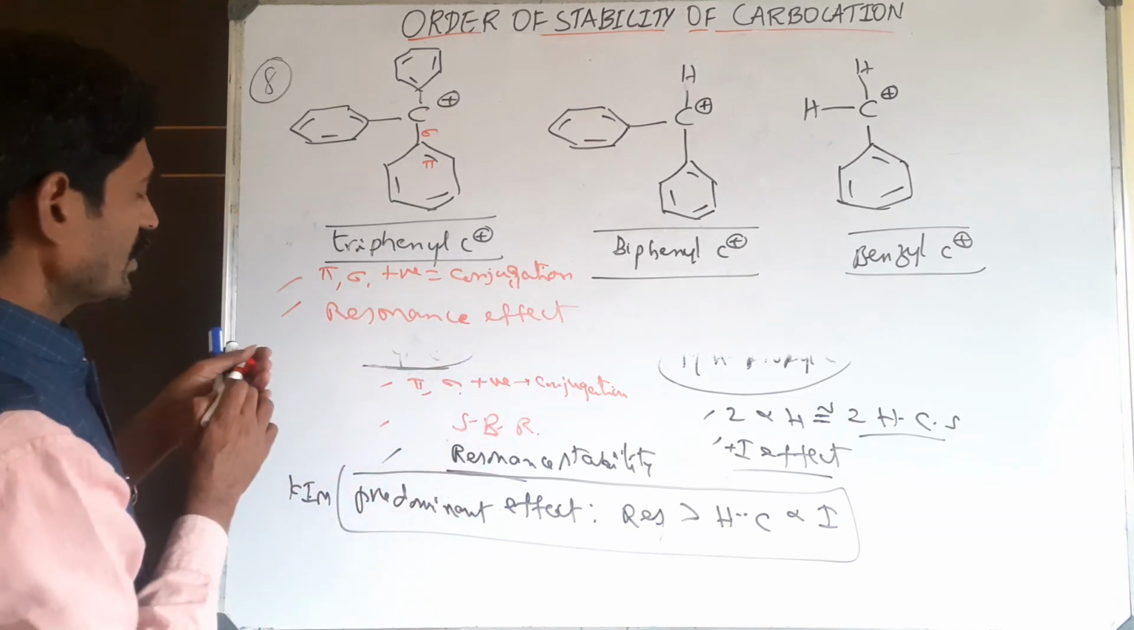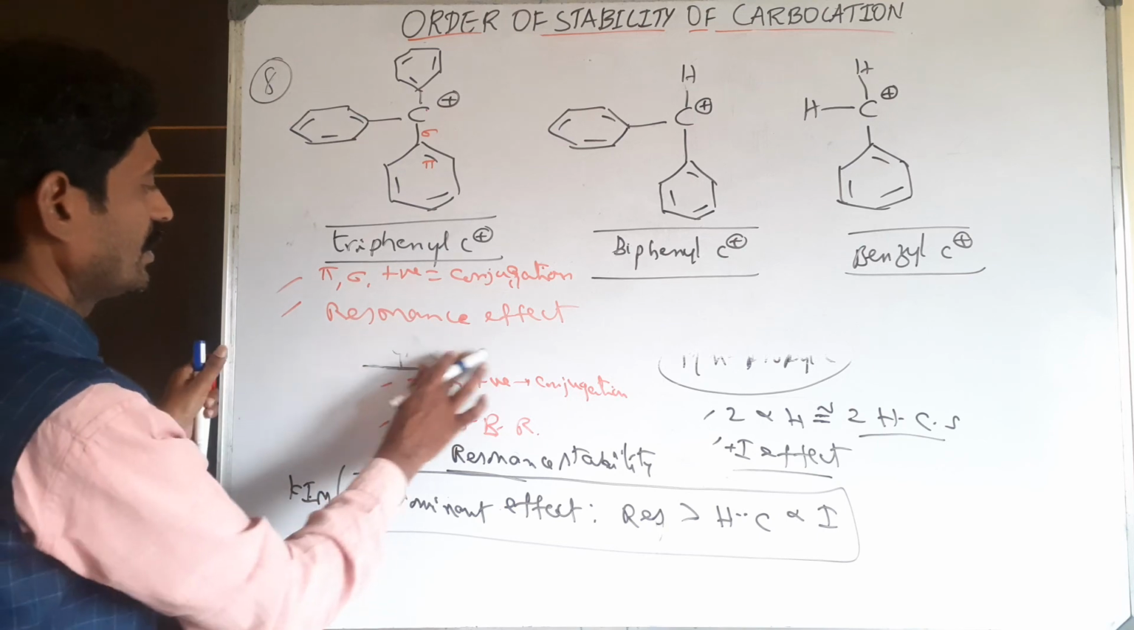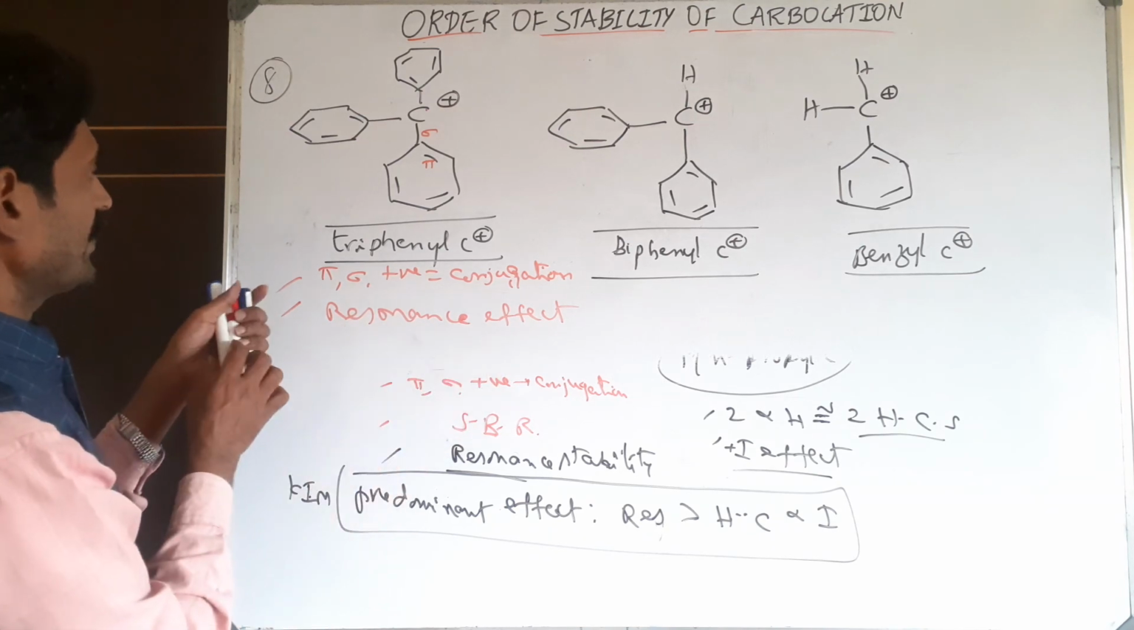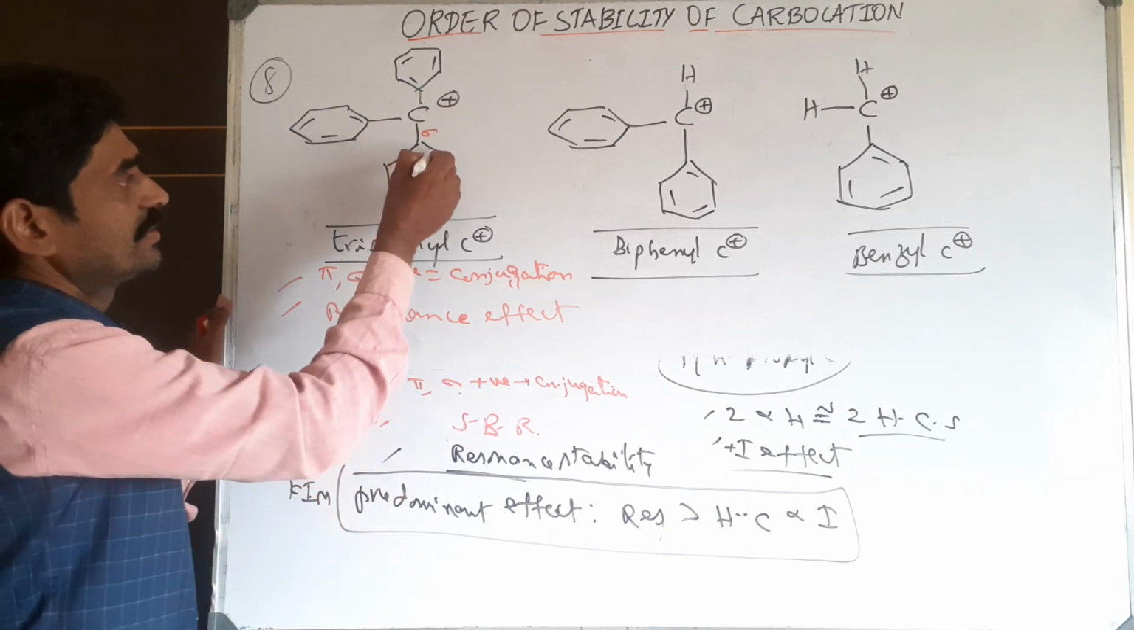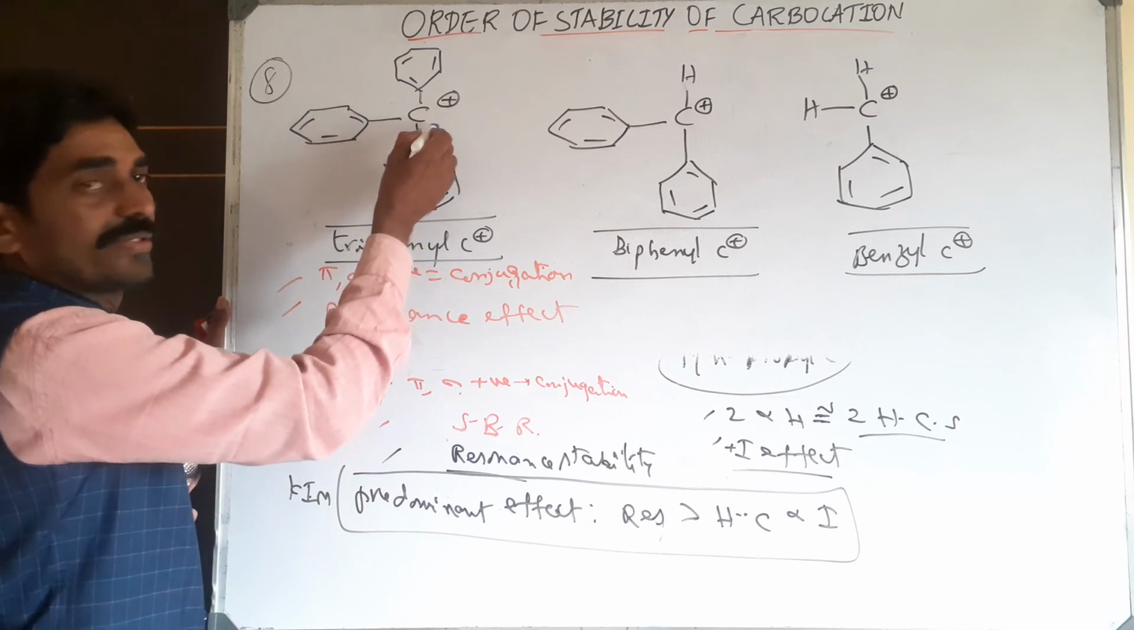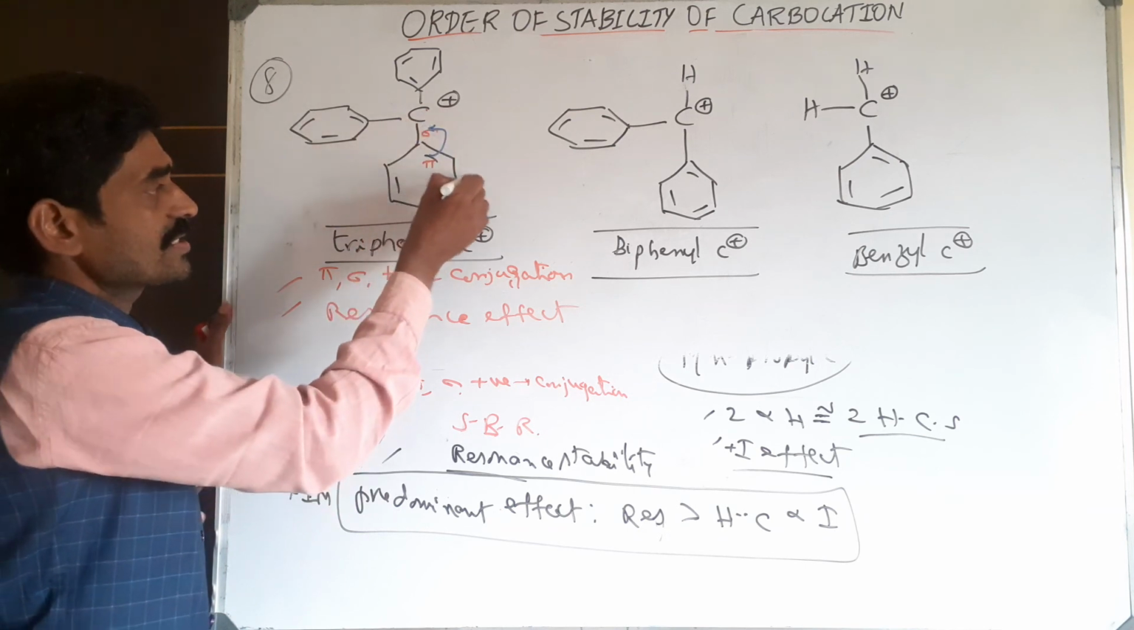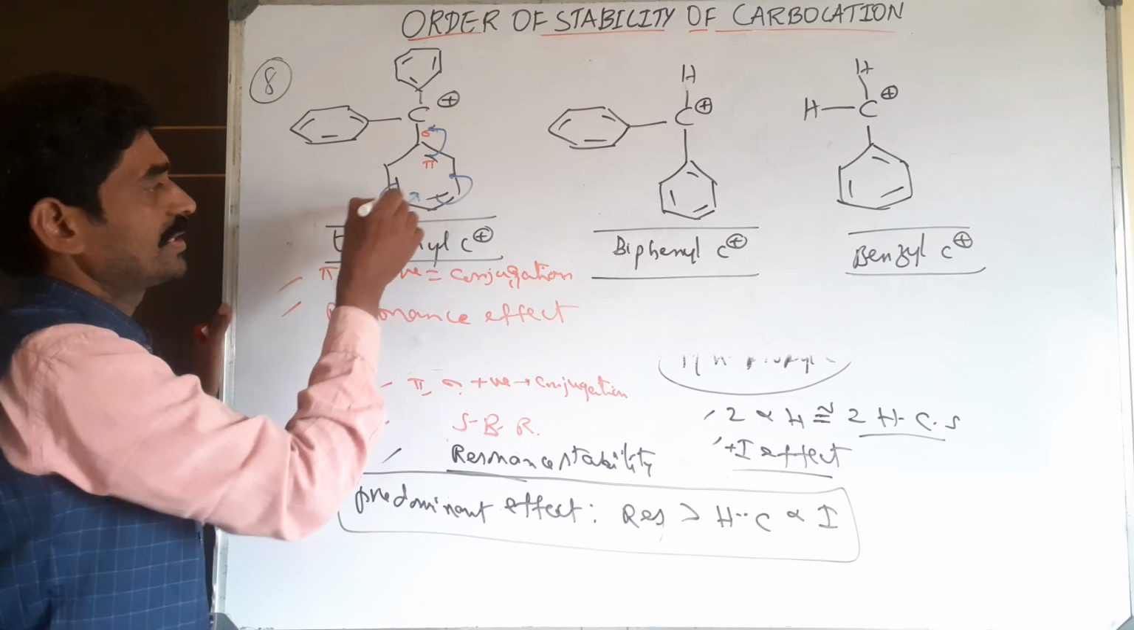Now here, resonance effect means these pi electrons migrated over here. It is getting stable. Then these pi electrons shifted over here, they delocalize, right?